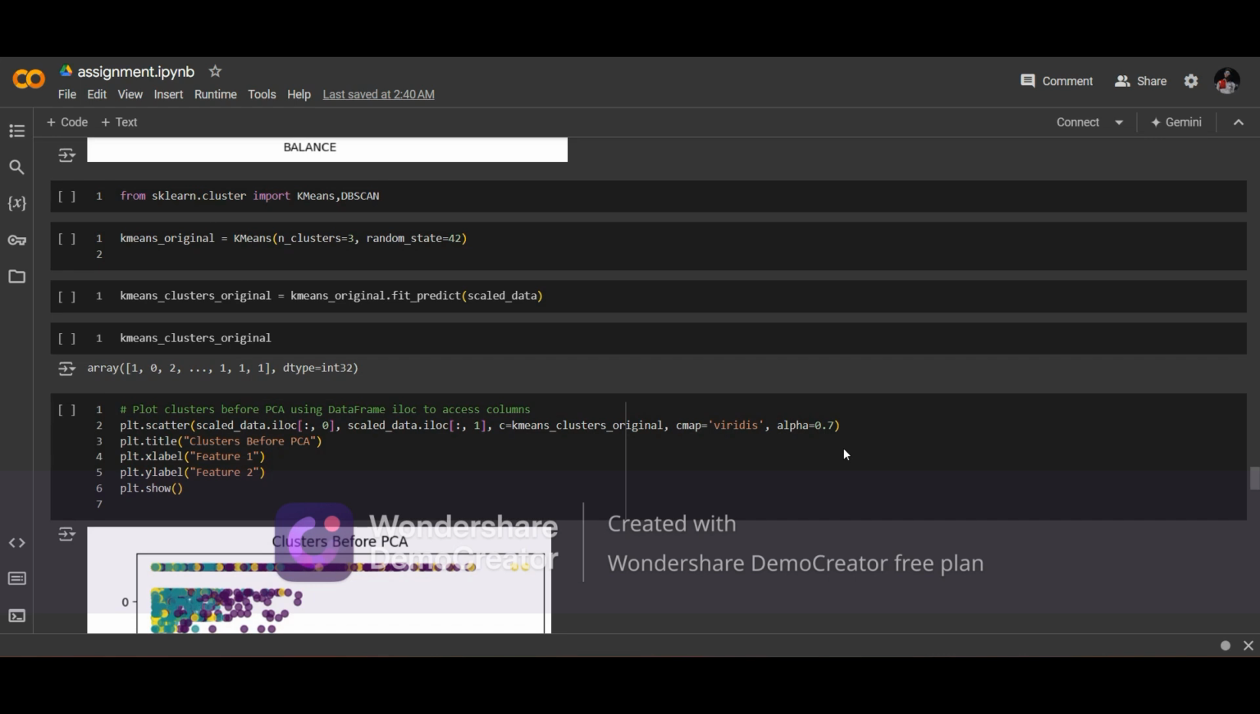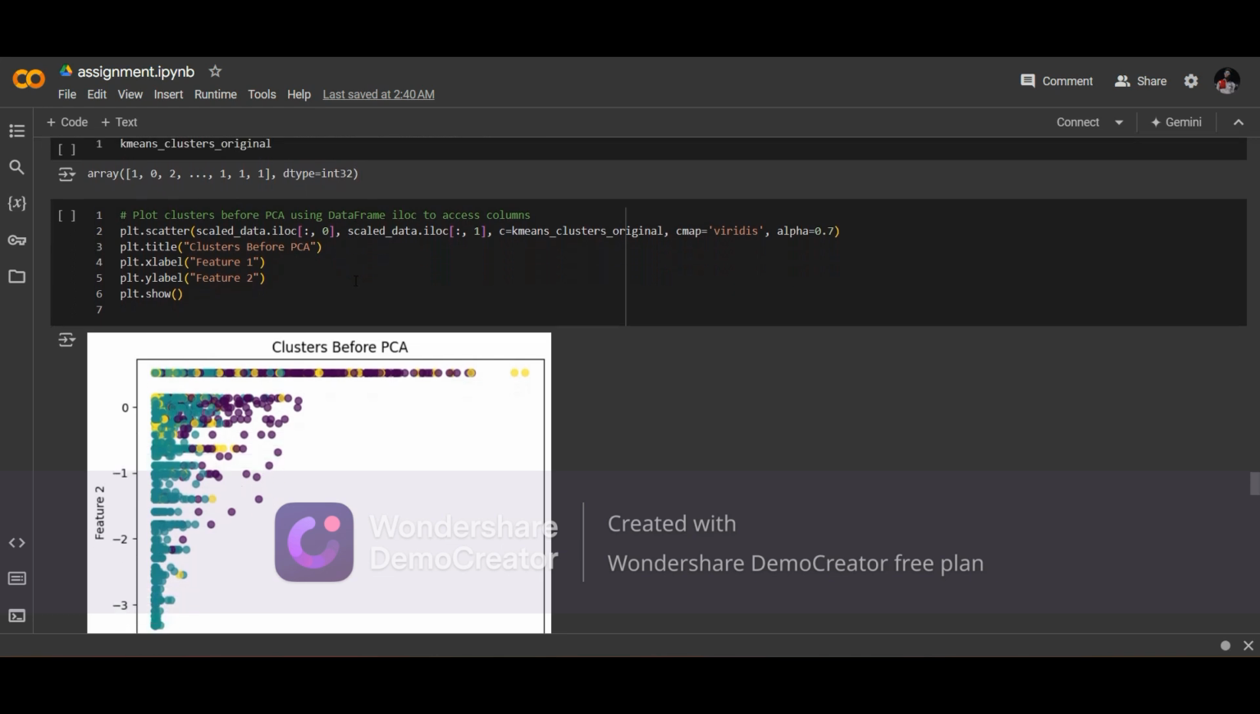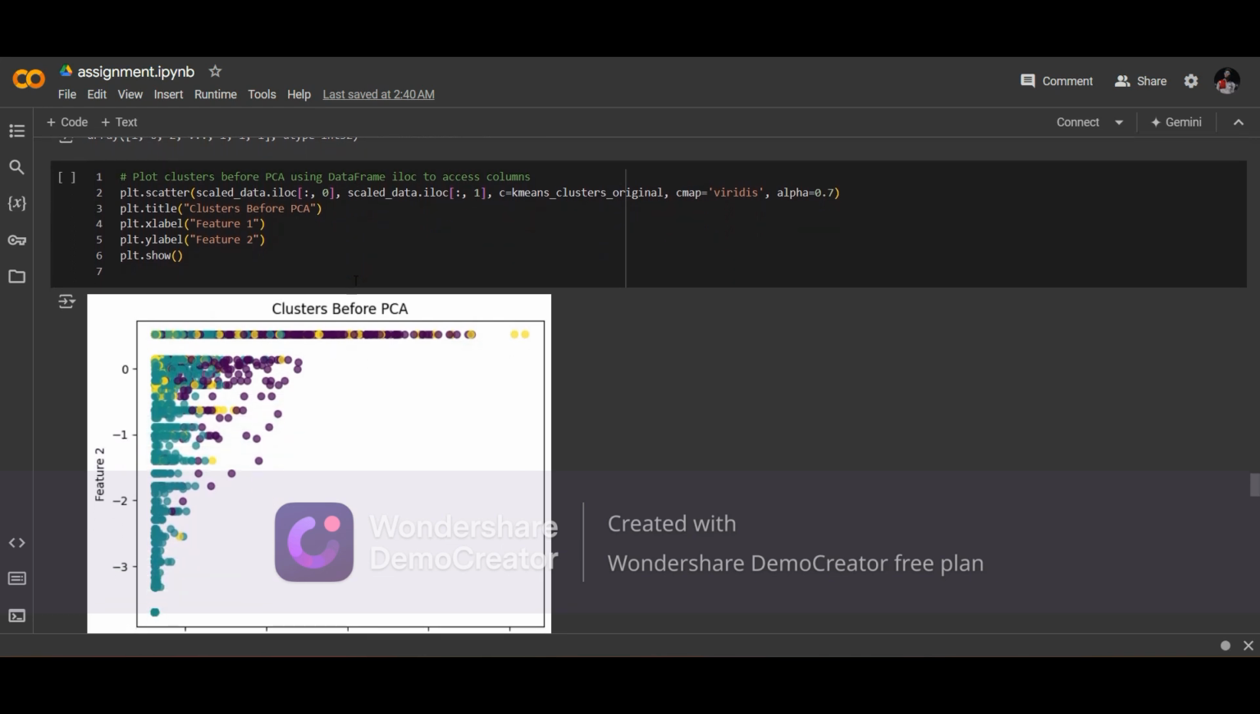Now I would like to say that I have applied k-means clustering two times to show the difference between before applying PCA and after applying PCA. PCA is principal component analysis, used for dimensionality reduction. Here I have applied k-means clustering fit predict, and I plotted a clustering graph with the help of a scatter plot showing the clusters before PCA.